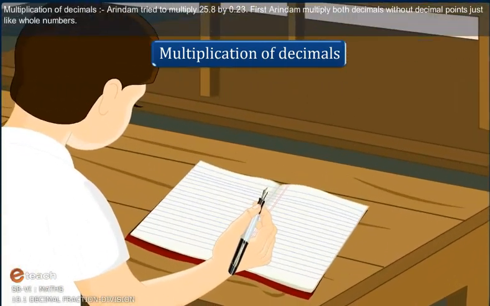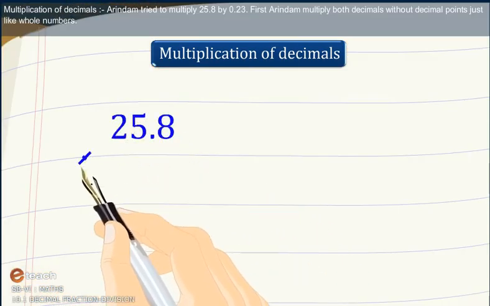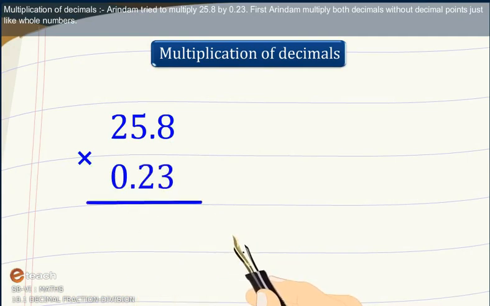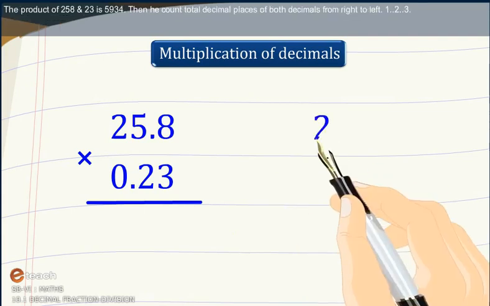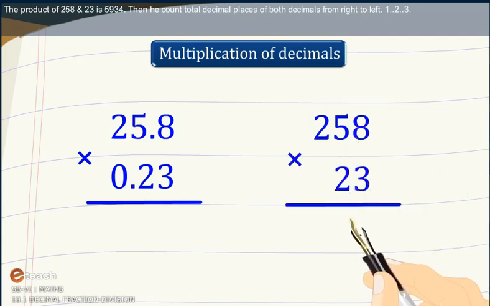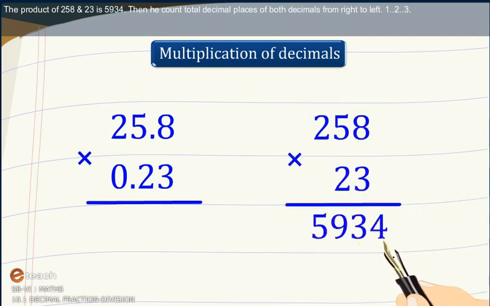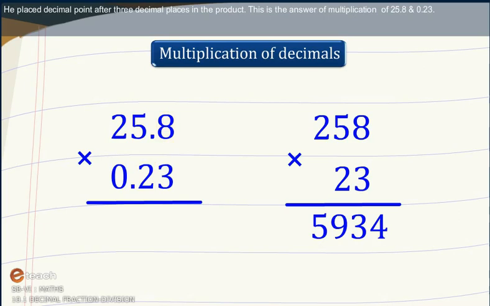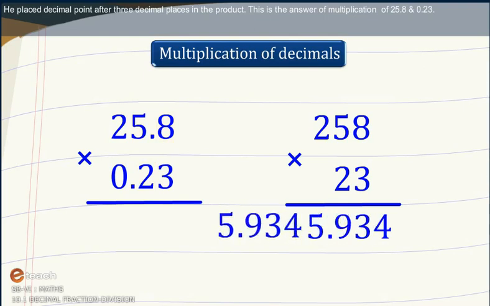Multiplication of decimals. Arindam tried to multiply 25.8 by 0.23. First, Arindam multiplied both the decimals without decimal points, just like whole numbers. The product of 258 and 23 is 5934. Then he counted the total number of decimal places of both the decimals from right to left: 1, 2, 3. He placed the decimal point after 3 decimal places in the product. This is the answer of multiplication of 25.8 and 0.23.